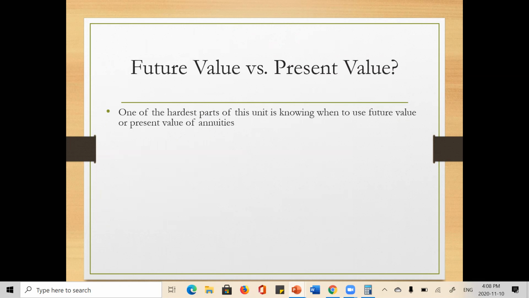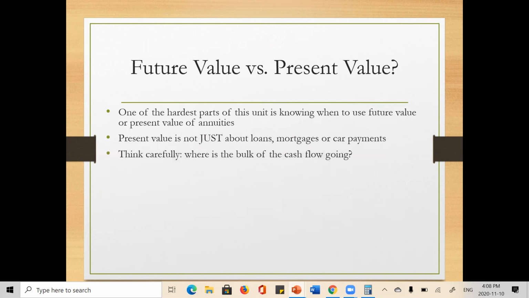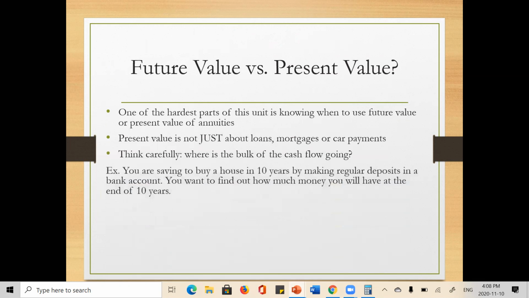How do you know if it's future value or present value? Aside from the obvious fact that future value will normally be under the future value section of your textbook, it's not always clear which one is which. What you are really doing when deciding between the two is figuring out whether the payments are moving forward in time or backwards in time. So let's say we're thinking about buying a house, and we're saving up money for the house.